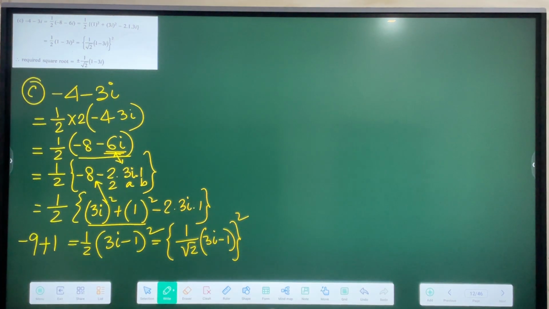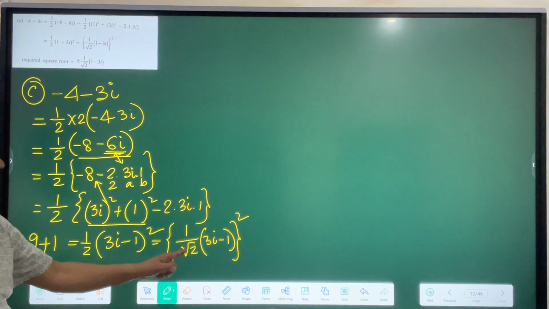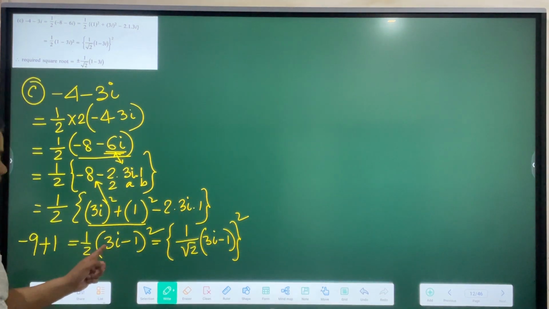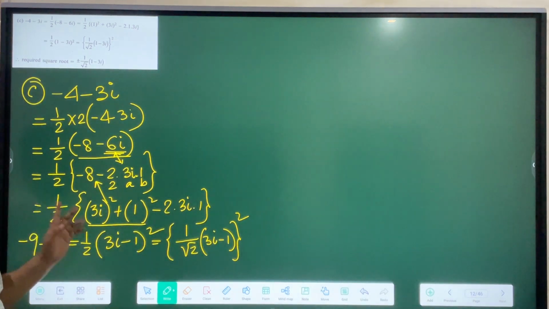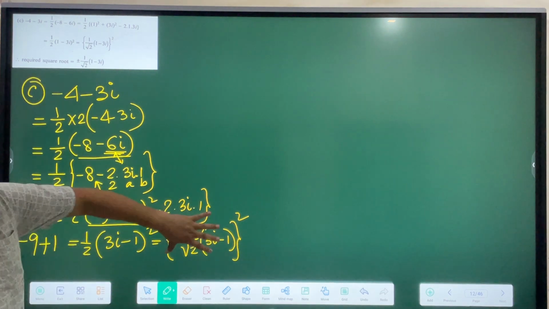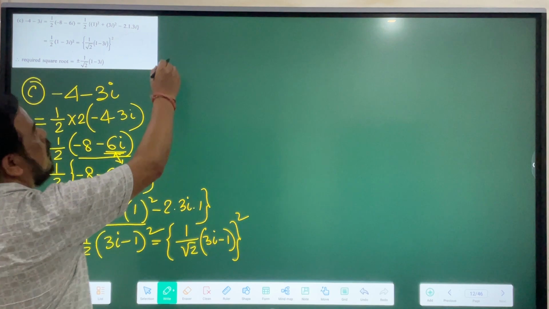I have put whole square. Look here. 1 square is 1. Root 2 square is 2. (3i minus 1) whole square, as it is. So for this we have put this. I hope you understand. We have put as a whole something whole square. For this as a whole square we have got. Now we can write the answer.